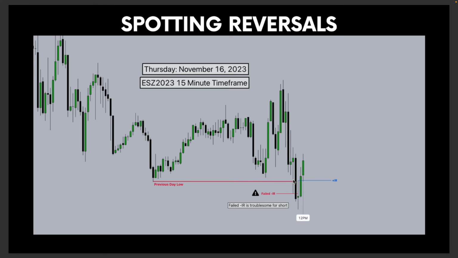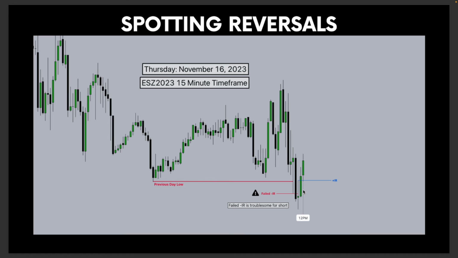So if we were looking for a continuation to sell side, we would have wanted to see this 15-minute candle and this 15-minute candle. In other words, the 30 minutes after this immediate rebalance continue to expand lower. We did not get that. What did we get right after? We got a bullish immediate rebalance right at 12 o'clock.